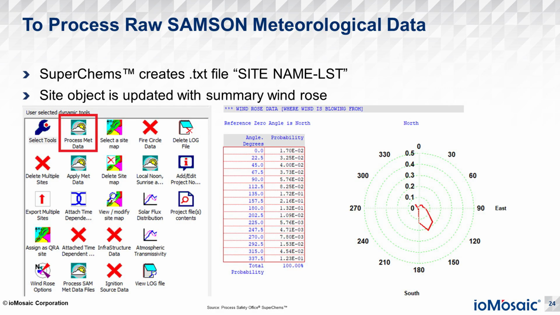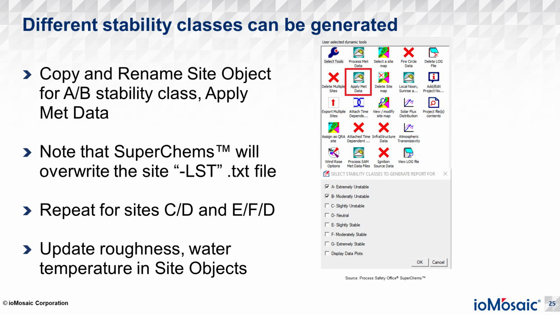Okay. So you pull in the Samson meteorological data. SuperChems will create a text file, and it will create your site object with a windrose that represents the meteorological data that you've pulled in. And then what we can do is we can break it down into different stability classes. Stability is a way of how much mixing in the vertical layers of the atmosphere is going to take place, depending on incoming solar radiation and wind speed.